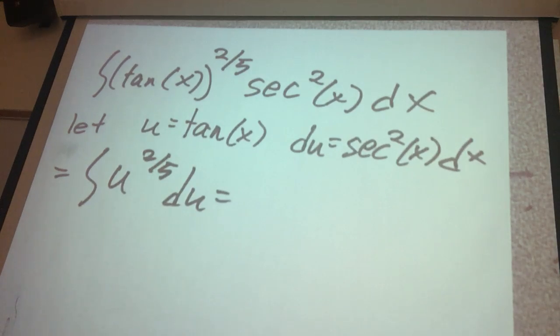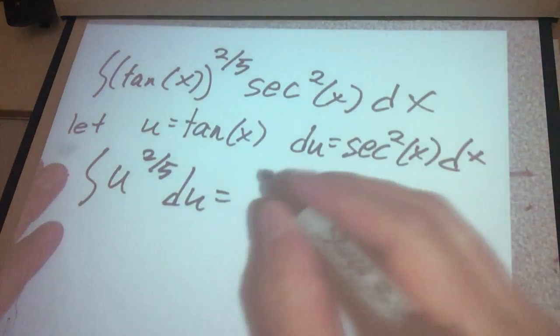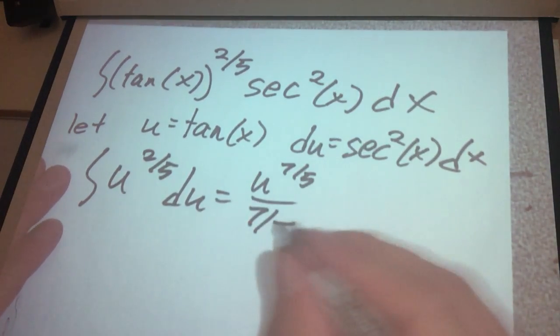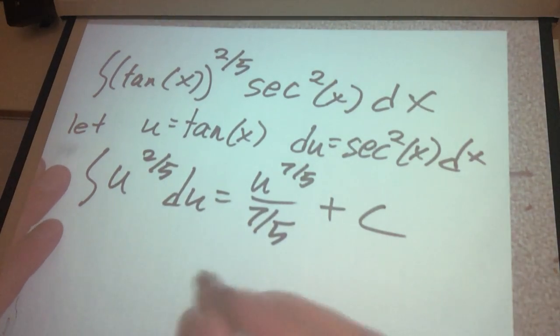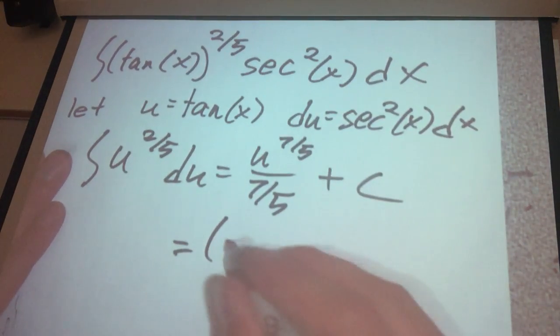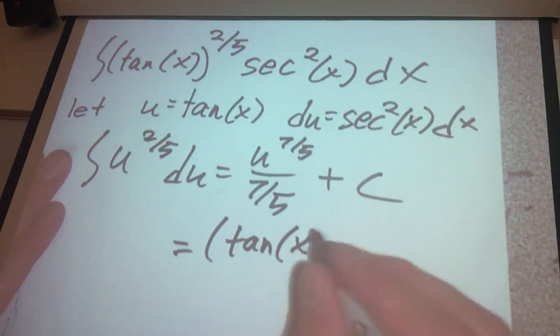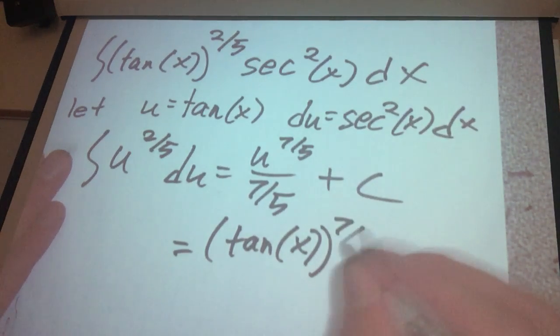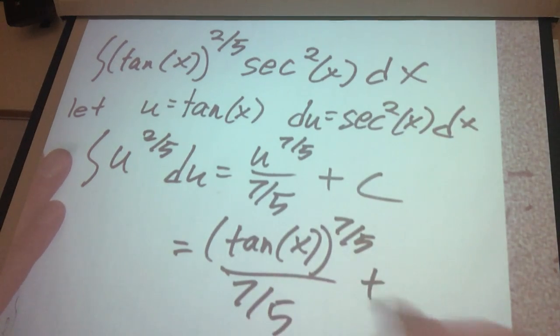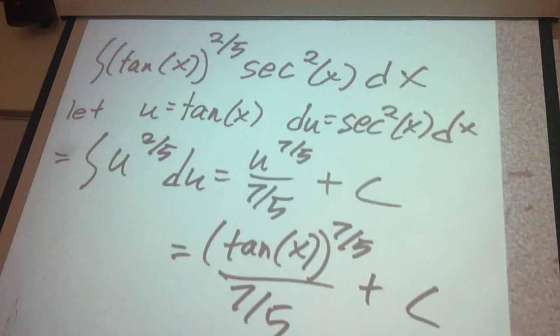Okay. Now u to the 2 divided by 5. So 2 divided by 5 plus 1 is going to be 2 divided by 5 plus 5 divided by 5. So that's u to the 7 divided by 5 divided by 7 divided by 5, plus c, which is going to equal, I'll write like this, tangent of x to the 7 divided by 5 divided by 7 over 5, plus c. All right, so that's the last 3 problems for the test.